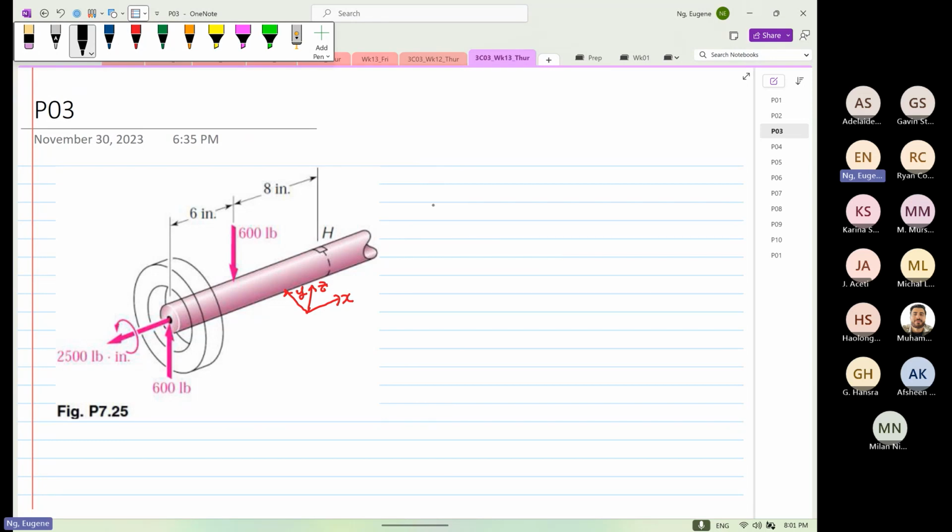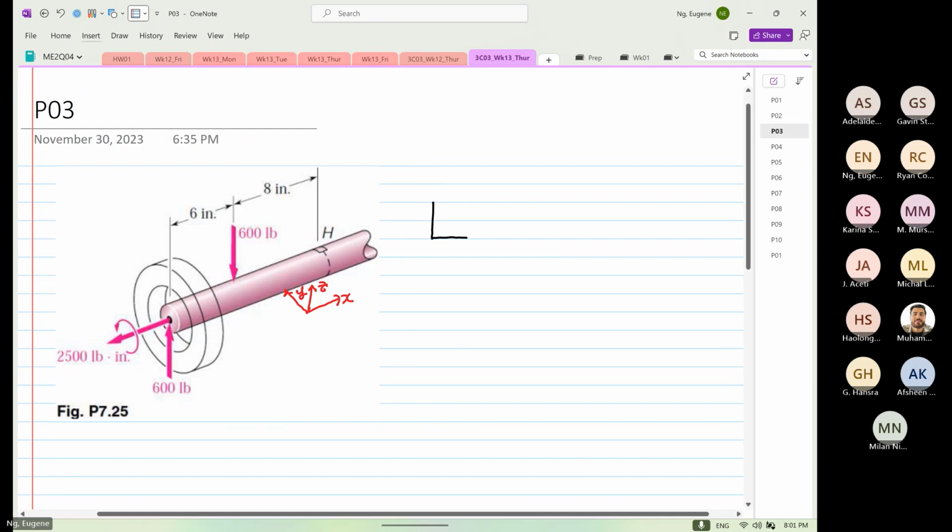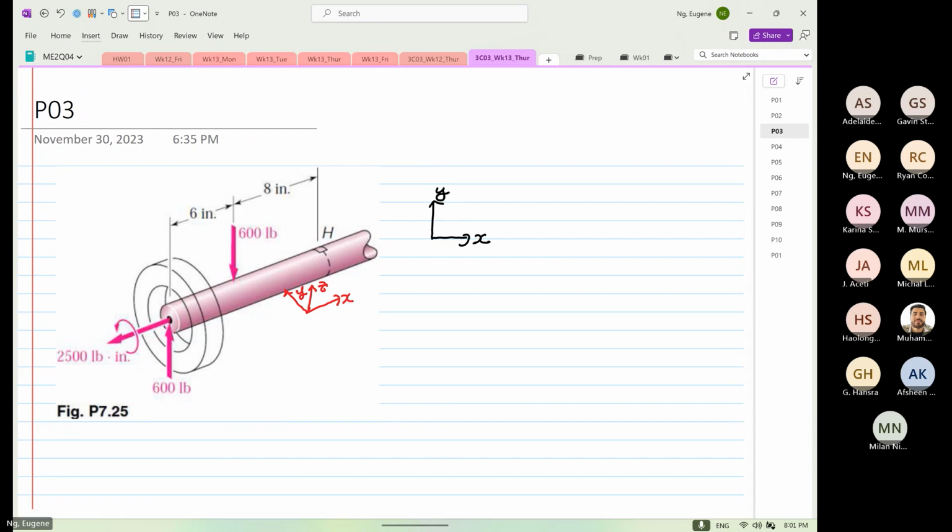So if I were to draw our element, over here, what you see is our element H. Now we are going to view this. What we're going to find out is we are going to look at the normal stresses. So now I'm going to view it from here. This is my X and this is my Z.